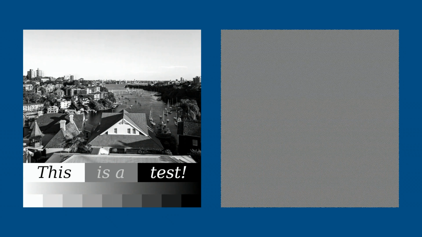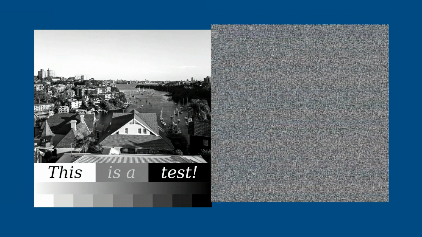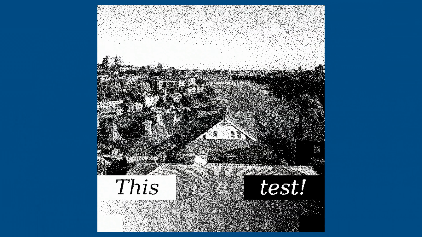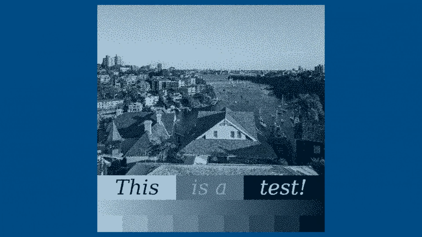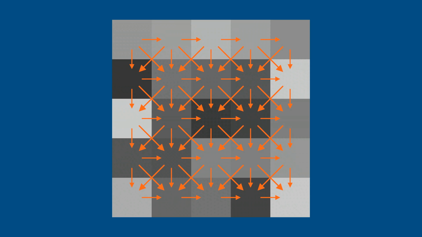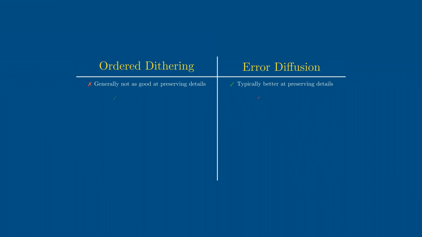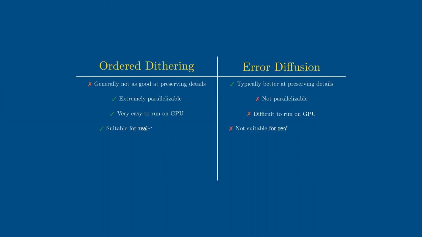For ordered dithering, since each output pixel is independent and just compares the input pixel with the corresponding mask pixel, it's extremely parallelizable. But for error diffusion, every pixel depends on its neighbors, which depend on their neighbors, and so on. So we have to process the pixels sequentially. This means it's difficult or impossible to run these algorithms efficiently on a GPU, and it makes error diffusion algorithms unsuitable for real-time applications. So error diffusion is a good choice for pre-processing your game assets at build time, but not for dithering rendered frames of your game in real time.